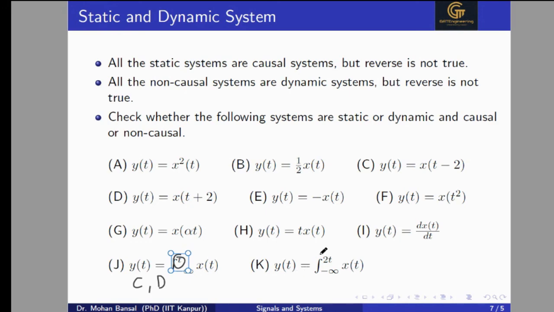For the next question, the upper limit is 2t, which is beyond t, and it is depending on the future value as well. So it will become non-causal and dynamic. These are some problems that we have seen for the causal, non-causal system and static and dynamic system.